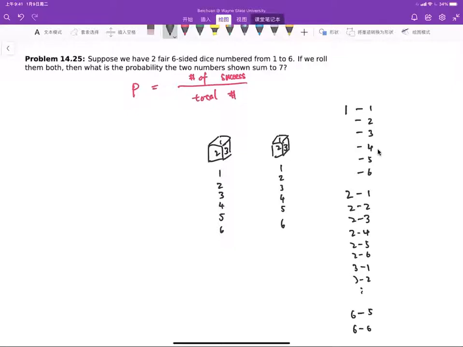Can anyone tell me the total number of possible outcomes? How many different combinations? 42? What? 42? Why is that? 36. William, can you explain why is that 36?